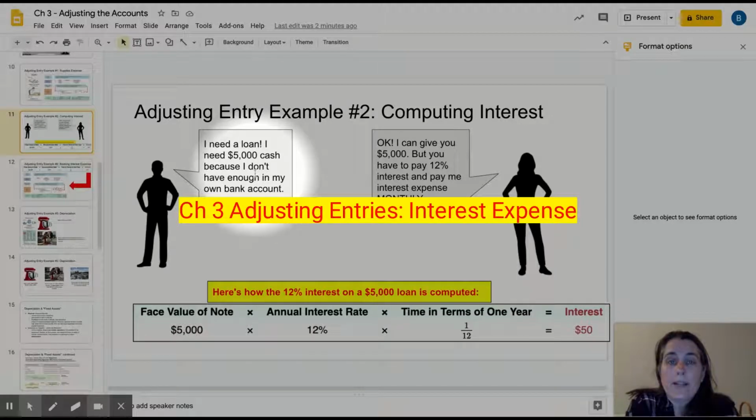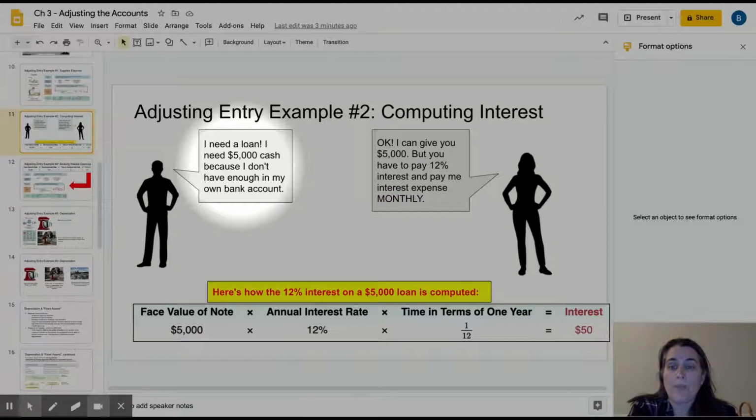Hey everybody, let's take a look at another type of adjusting entry, an interest expense. And this idea is that a person needs money. They need access to cash, an upfront lump sum of cash. And on the slide here, we see a little example of a person saying, I need a loan, I need $5,000 cash because I don't have enough in my own bank account. So imagine Natalie getting the loan from her grandmother. Okay, that's the example that we're using in our case study.